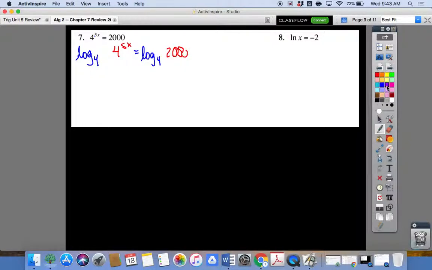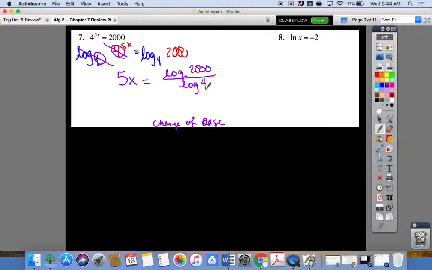Hope so. When this and this match, these cancel. And so the 5x comes down, and then I got log of 2,000 base 4. Okay, your calculator doesn't do that. You remember earlier what we did? Good old change of base. Okay, change of base rule says log of 2,000 over log of 4. Remember your base goes in the basement.